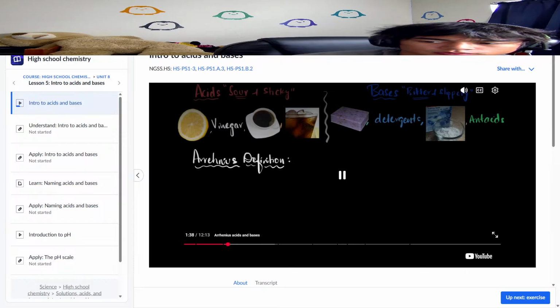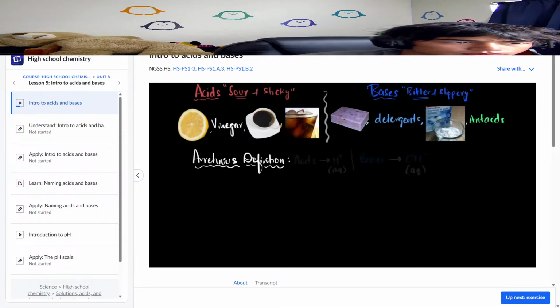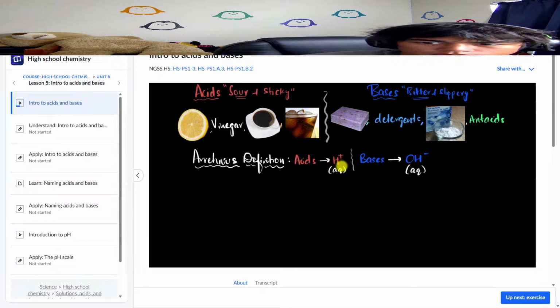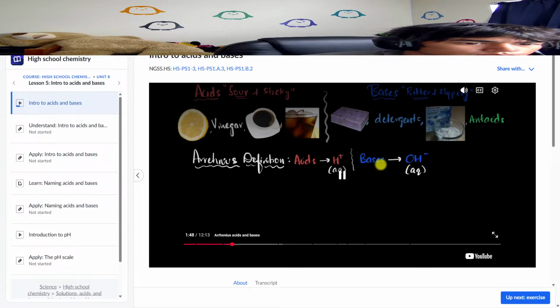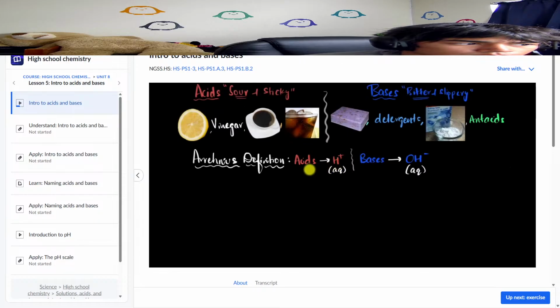In this particular definition, we basically say acids are things that give you H+ ions in aqueous solutions. And similarly, bases are things that give you OH- ions in aqueous solutions. In other words, if you mix something in water and it starts giving you H+ ions, these are acids. And if you mix things in water that give you OH- ions, those are bases. So let's take an example.